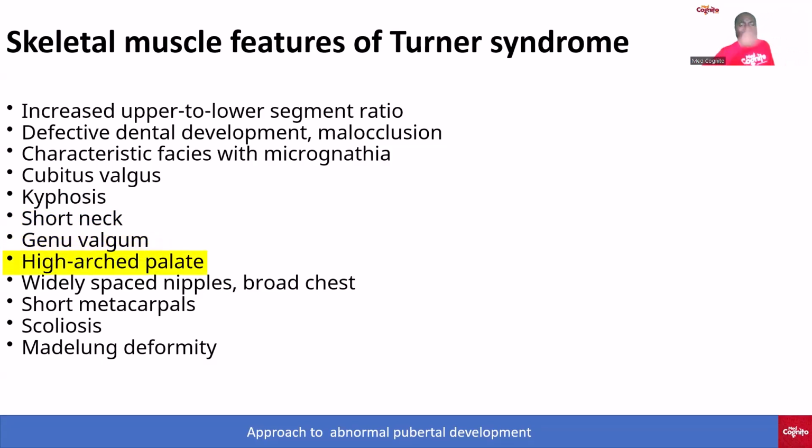And they also have a high-arched palate as well. And they have widely spaced nipples and a broad chest. And they may have short metacarpals. So don't confuse short metacarpals with long metacarpals. And they may have scoliosis as well. And then they may have Madelung deformity.